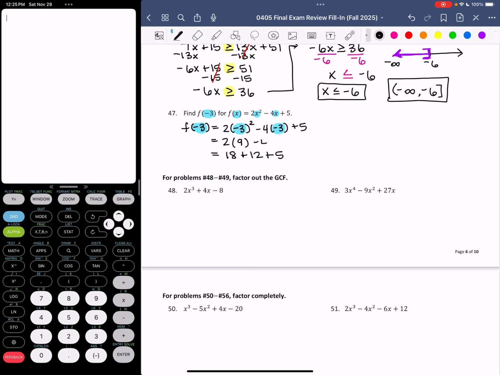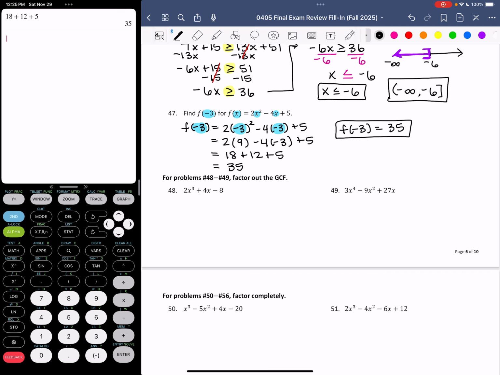Okay, so let me just write this down. So I'm going to show my steps. Okay, here we go. Now we have 2 times 9 is 18, negative 4 times negative 3, positive 12, and then plus 5. And then if you add all those together, 18 plus 12 plus 5, you should get 35. Okay, so your final answer here is f of negative 3 equals 35. That would be your final answer.